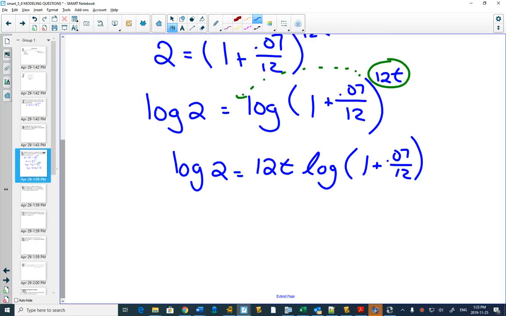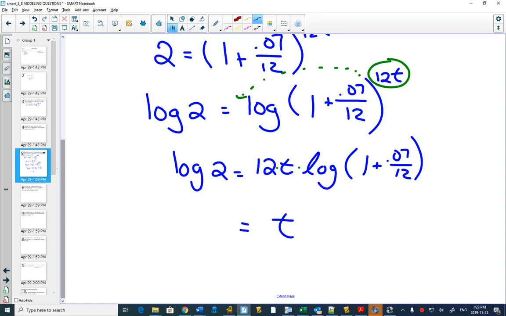And now, if I wanted to get t by itself, what's happening on the right side? It's 12 times t times log of 1 plus 0.07 divided by 12. Do you know that 12 is a number? Yes, good. Did you know that log of 1 plus this is also a number? We don't know what it is, but it's equal to some number.